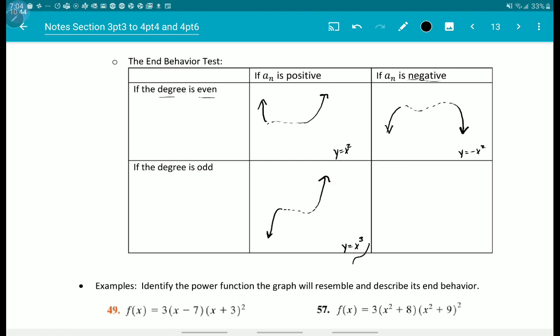And then if the degree is odd, but we have a negative leading coefficient, now we have that reflection that we talked about in chapter 2. So it would look like that. So all odd degree polynomials with a negative leading coefficient, that left-hand side would go up, that right-hand side would go down. There could be some twists and turns in here, but all we're worried about here is that end behavior and what it looks like.